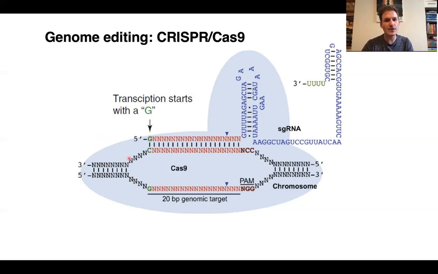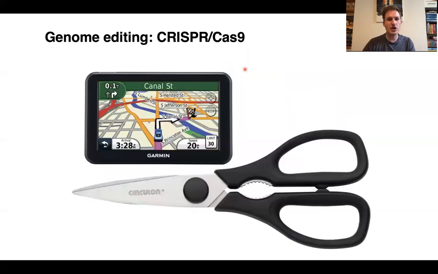And then the outline shape behind this is the Cas9. That's a protein. And that protein is the thing that binds to your RNA and DNA and cuts. So it's kind of complicated. So I like to describe this as sort of a GPS connected to a pair of scissors. So the RNA, the guide RNA, is your GPS. It tells you exactly where to go.